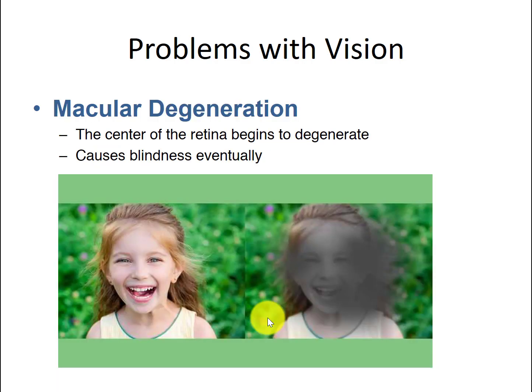Another common problem, also age-related in many cases, is macular degeneration. And this is where the center, the fovea, begins to degenerate a bit as you get older, and the focus of your attention becomes more and more blurry. It's a very common cause of blindness.